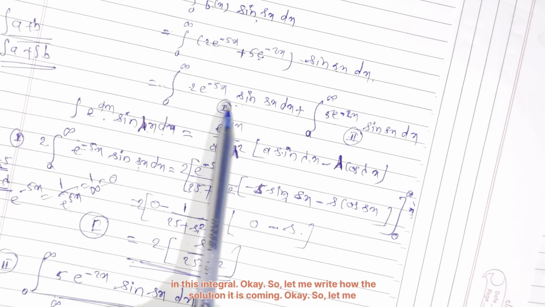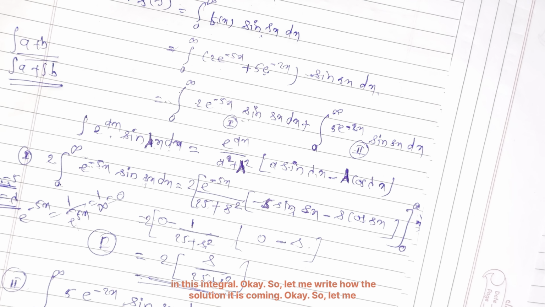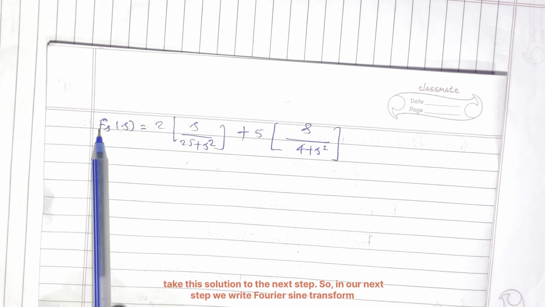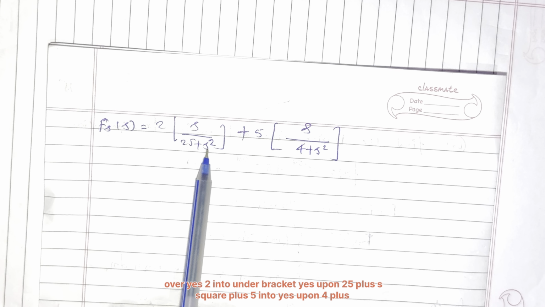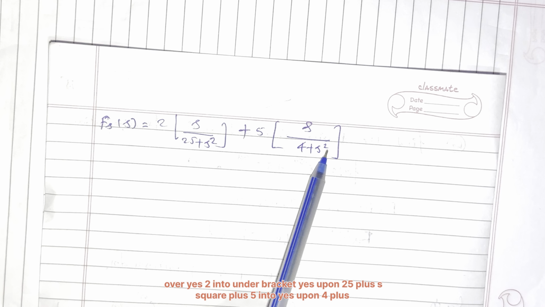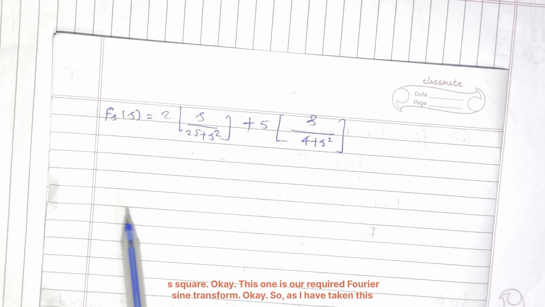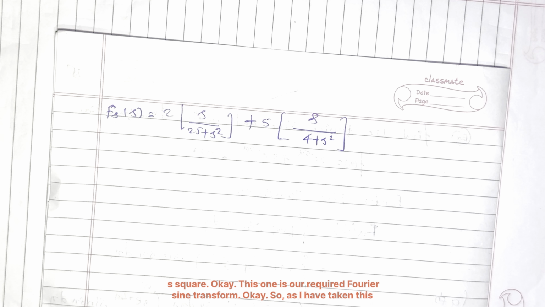Let me write how the solution comes. Let me take this solution to the next step. In our next step we write the Fourier sine transform over s: 2 into the bracket, s upon 25 plus s squared plus 5 into s upon 4 plus s squared. This is our required Fourier sine transform.